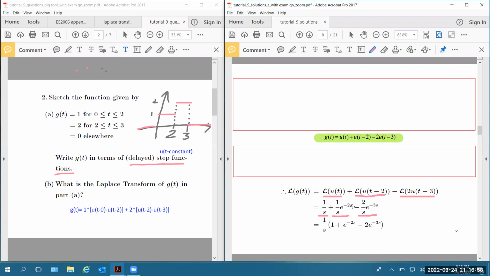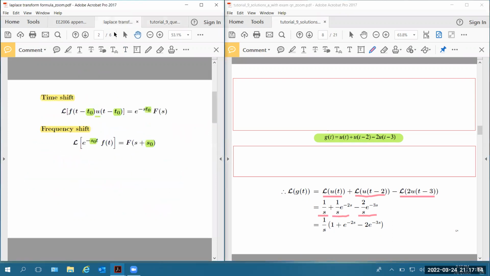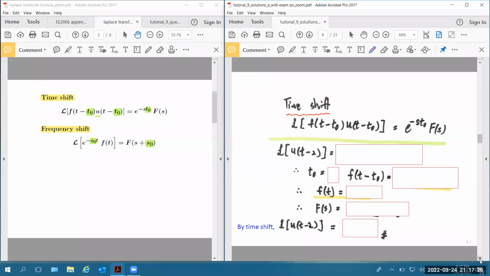So let me show you why your second term is this. Actually, we are using time shift. Let me show you our formula again. To get your second term here, we are doing the time shift. So let me explain how we get that.